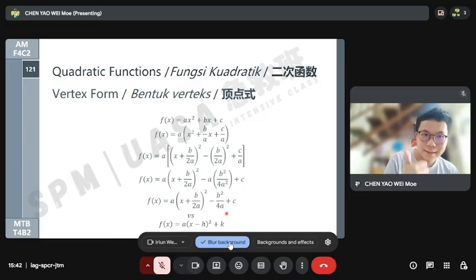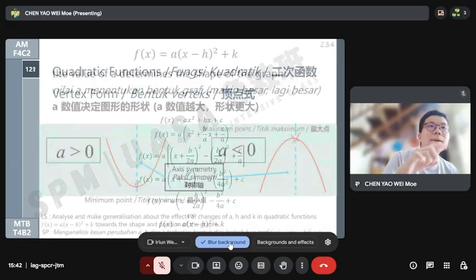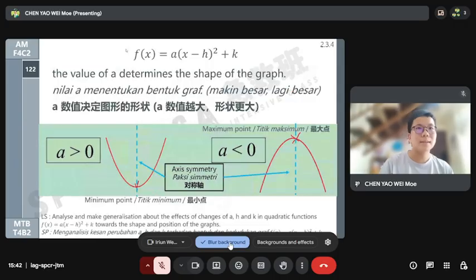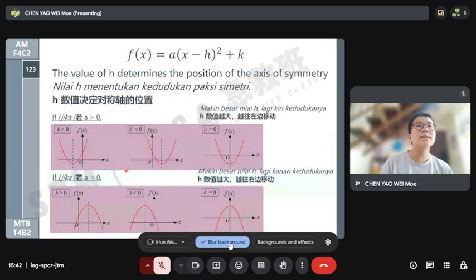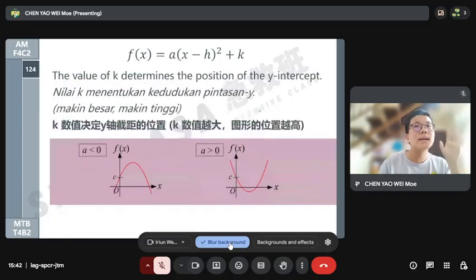So understand, we're using vertex form to determine the graph, right? Okay, our a is used to determine the shape. For h, it determines the position, same like b in the general form. And k is used to determine the position of the y-intercept, same thing like the value c in general form.